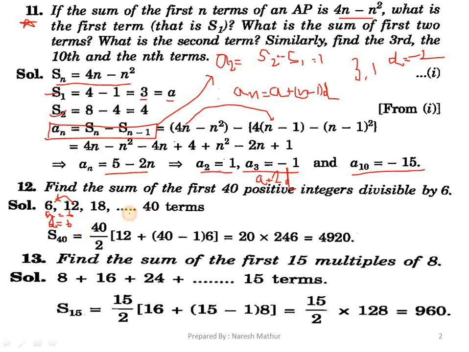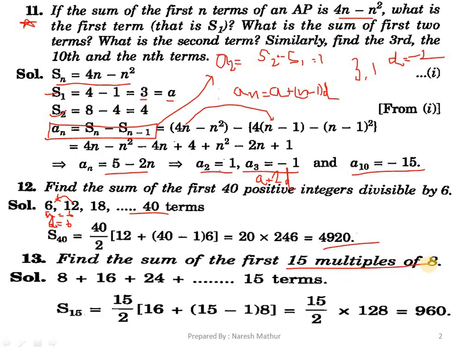Alright, n is given as 40. Just put the value in the formula Sn = n/2 [2a + (n − 1)d], so that we can get the answer. Easy. Similarly, the next question is, find the sum of first 15 multiples of 8.